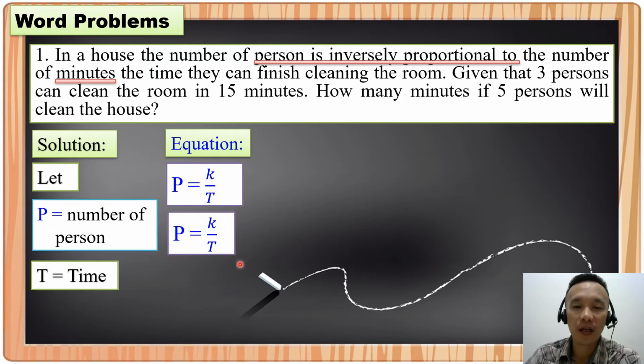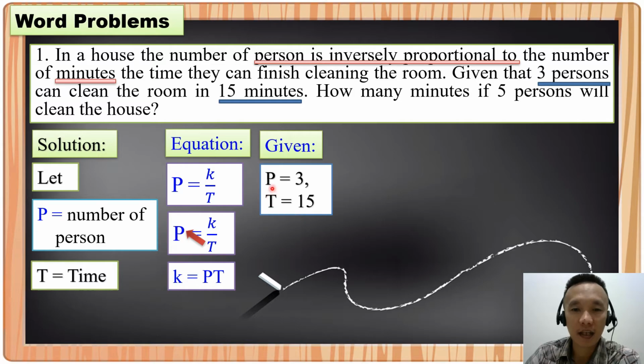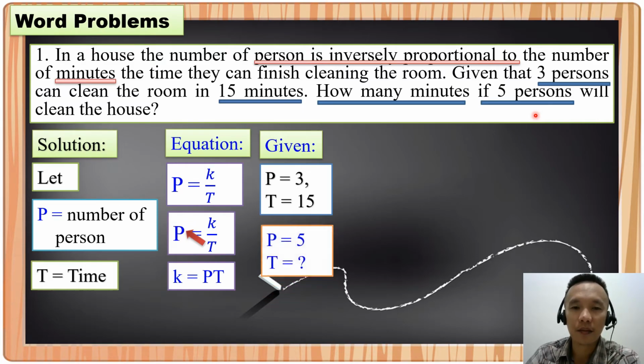Then next, we are going to find our constant. So we are going to multiply P by T. So we will have K is equal to PT. So we are given now 3 persons and 15 minutes. So therefore our P is 3 and our time is 15. Then the next step is to find how many minutes if there will be 5 persons that will now clean the room. So we will have P is equal to 5 and T is equal to unknown.